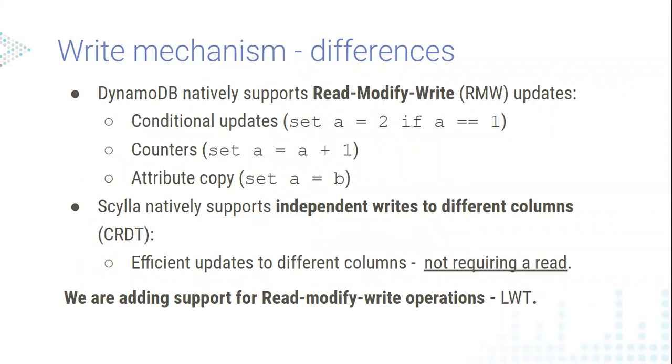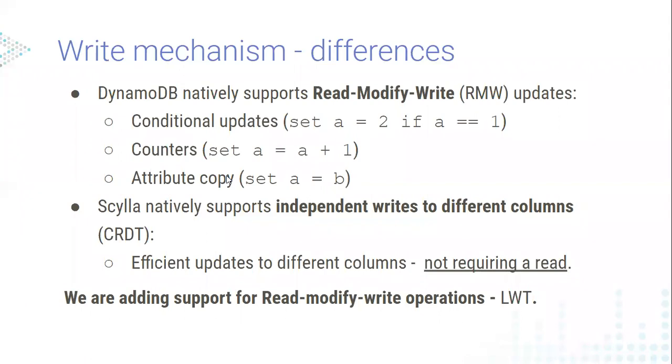Another difference between the way that DynamoDB and Scylla work is the way that writes, or updates, actually work. DynamoDB has native support for read, modify, write updates. So these are updates which need to both read and write, to read the existing value and then modify it somehow and then write it back. DynamoDB has conditional updates. So you can say you want to set A to 2 if A is currently equal to 1. And you have counters, you can increment, for example, and you have copying attributes.